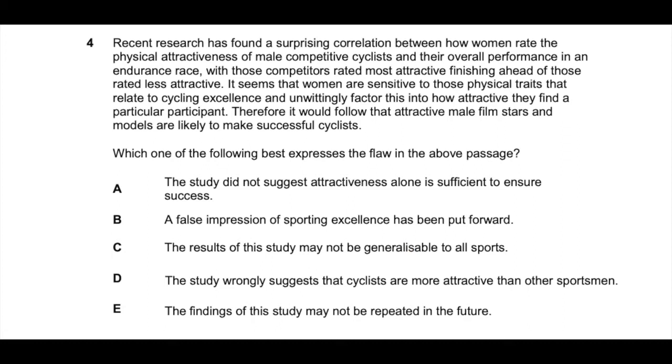Therefore, it would follow that attractive male film stars and models are likely to make successful cyclists. Which one of the following best expresses the flaw in the above passage? The correct answer is A because of the following. Option A is correct because the passage assumes a causality between attractiveness and cycling performance when they have only shown a correlation. The researchers have not taken into account that there may be other factors that are necessary for an attractive person to be a good cyclist.